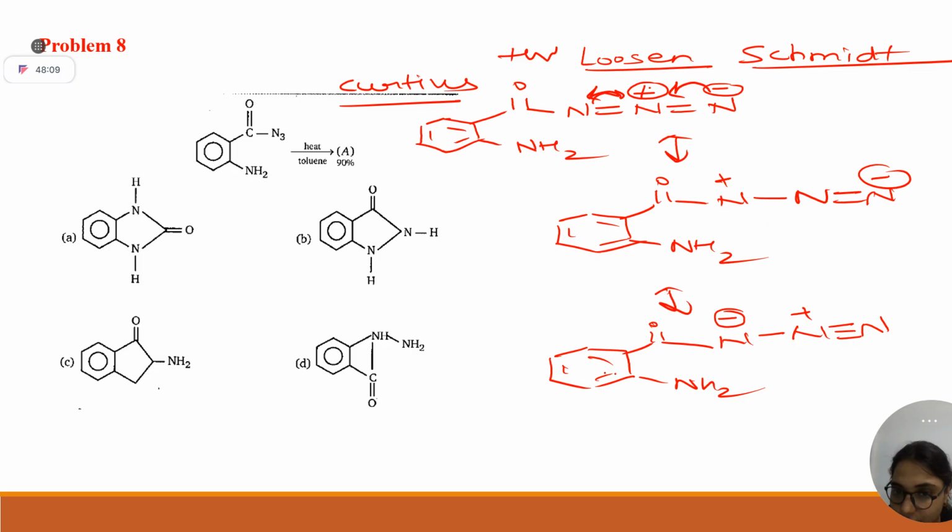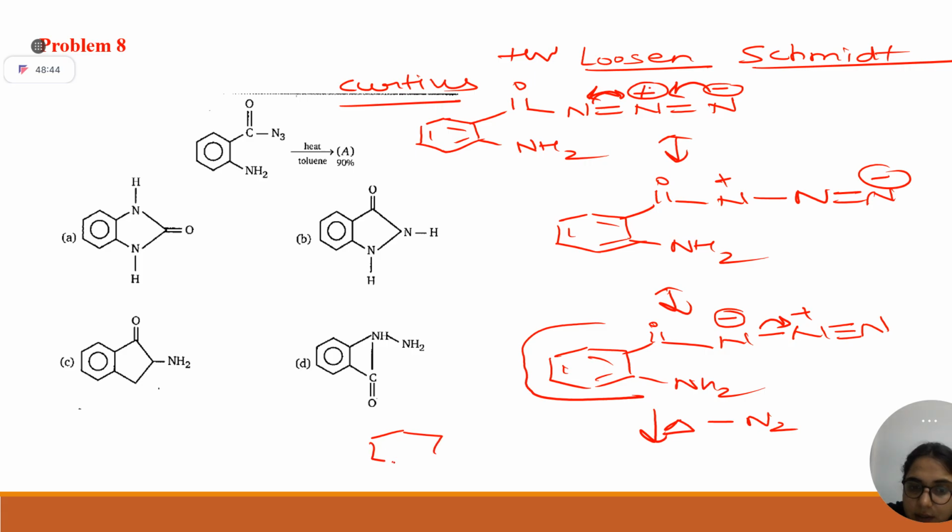Anywhere you have seen N3, I will suggest you go via this resonating form because it will make your life easier. How? Because the only thing remaining is you have to do elimination of this N2 as a neutral molecule. In the presence of heat, N2 will get eliminated. This N2 will leave, and the remaining nitrogen will be a nitrene. Clear?